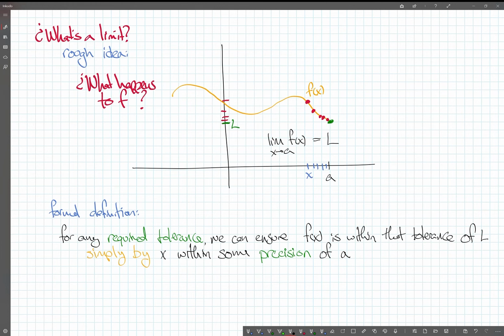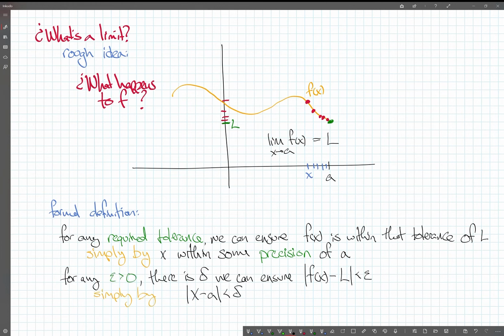What does this look like in symbols? We're going to represent that required tolerance by the number epsilon. So we say no matter what that number is, no matter how small epsilon is, it should be positive, because tolerances are positive. In fact, there is a precision delta. Delta will be our precision, so that we can ensure that f and L are close to each other. What does it mean for two numbers to be close? It means their difference is small. That is, less than epsilon, simply by making the absolute value of x minus a less than delta. That's saying x is close to a. x and a are both numbers, so to be close means their difference is small.